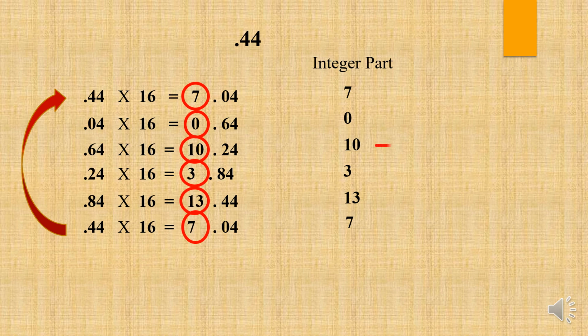If we look at the integer parts, there is a 10 in an integer part which is equivalent to A in the hexadecimal number system, and 13 is equivalent to D. Now what we will do is note down all the integers from top to bottom. So the number is 70A3D7. So this is the hexadecimal equivalent of the given fraction part.